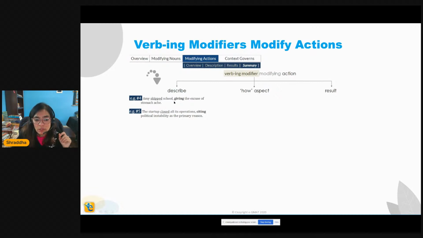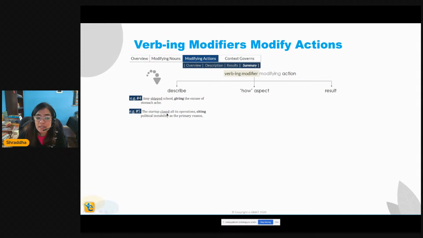Amy skipped school, giving the excuse of stomach ache. Okay, so here we can say that Amy skipped school and she did it by giving the excuse of stomach ache. The startup closed all its operation, citing political instability as the primary reason. So here, these two modifiers are really talking about the preceding action. The startup closed all its operation, and the company also gave the reason why they closed all its operation.